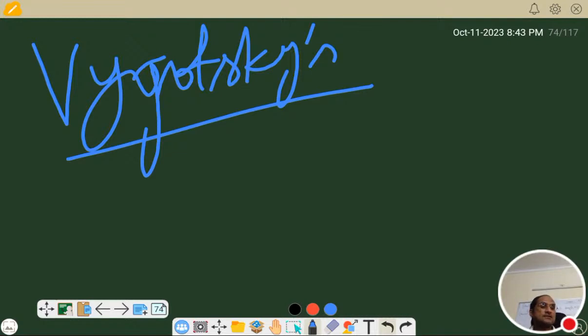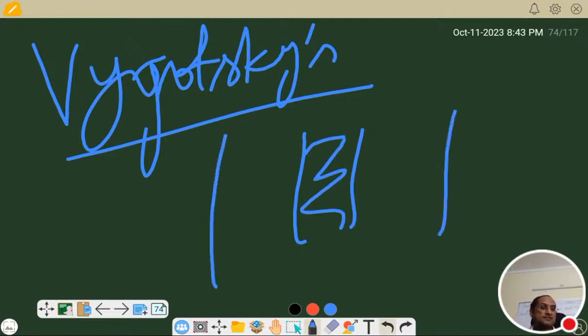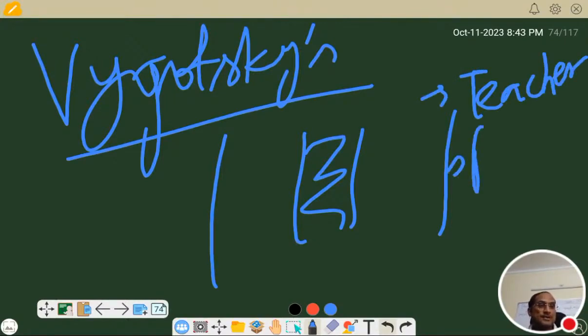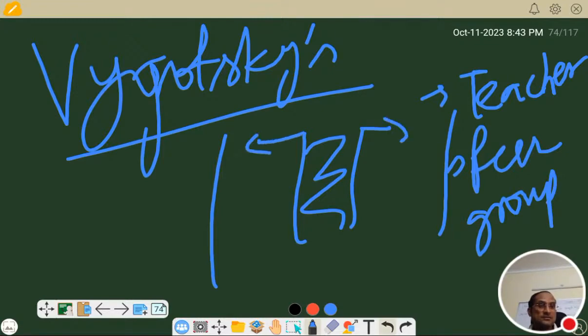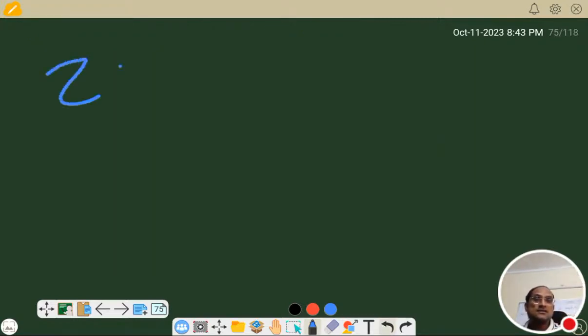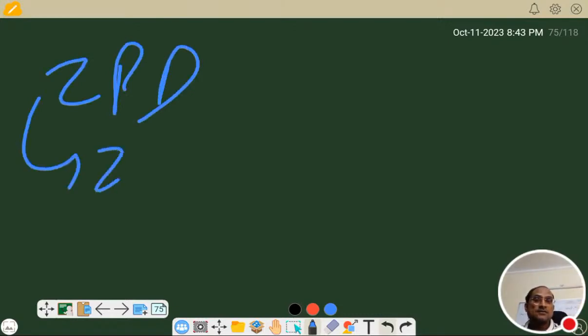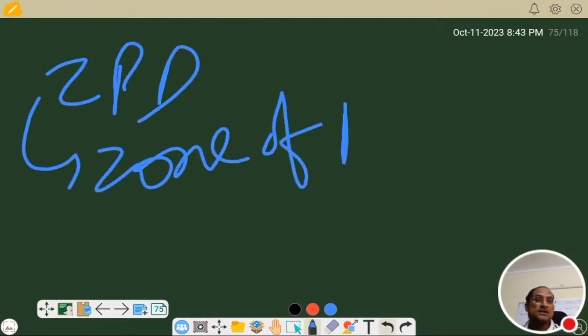What does Vygotsky say? Let's say this is your innate ability, but if you are helped by your environment, by your teacher, peer group, then your innate abilities can be developed to this level. This is ZPD, zone of proximal development. ZPD is zone of proximal development.